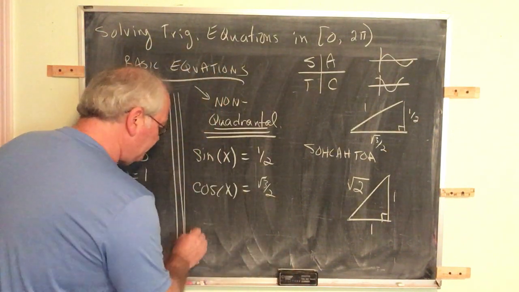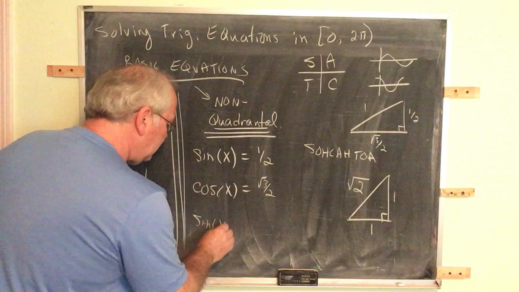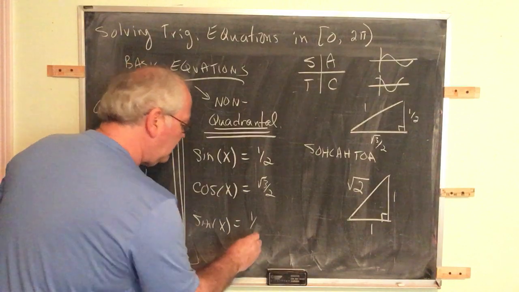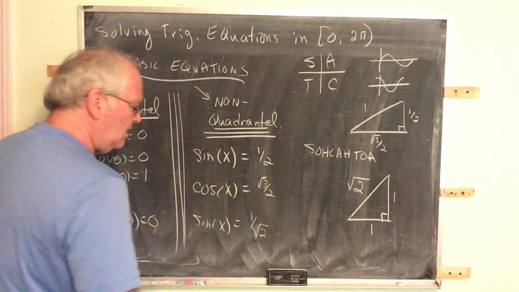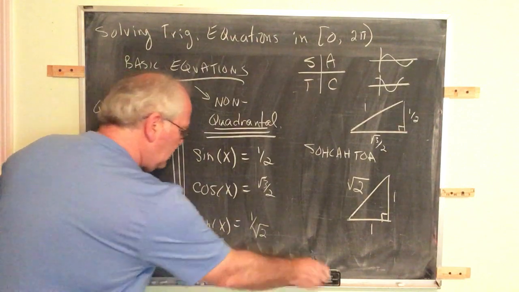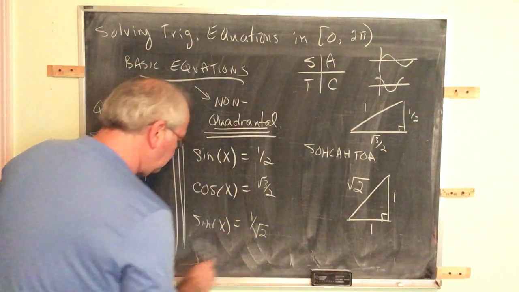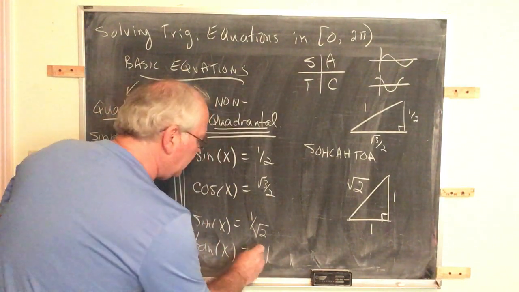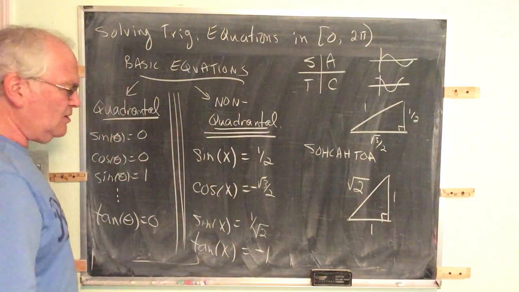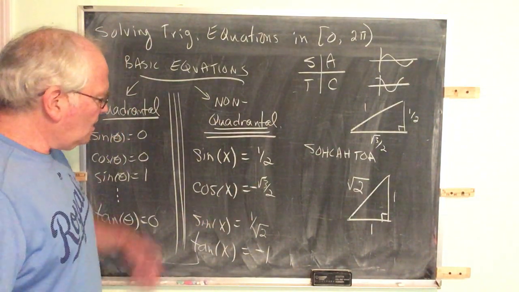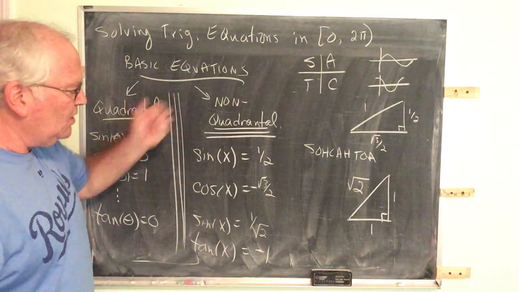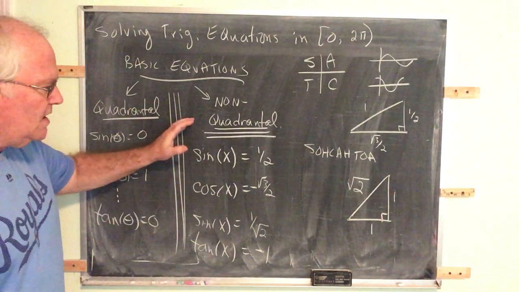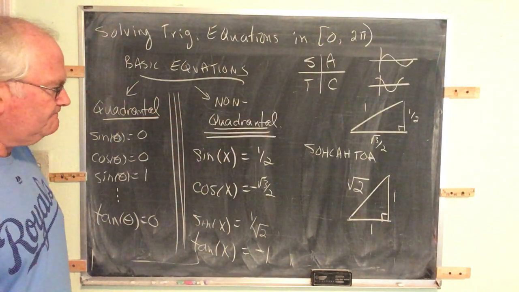Or we could have sine of x is 1 over the square root of 2. Or we could have tangent of x is equal to -1. Let's suppose this is negative root 3 over 2. That could be a negative number. So all of these fall into this non-quadrantal category. These require working with these triangles.